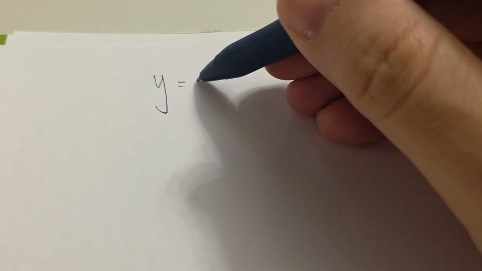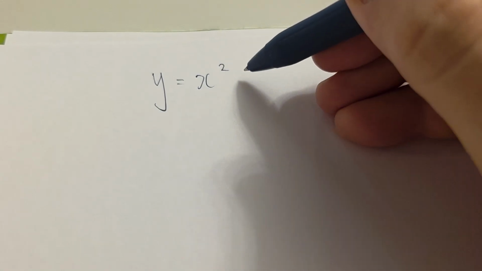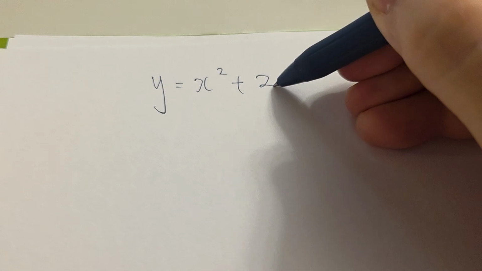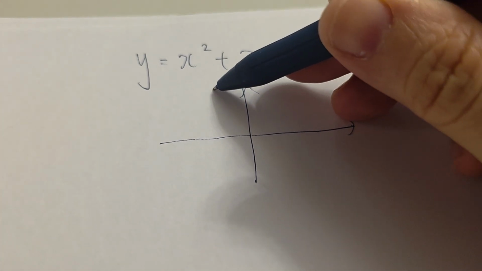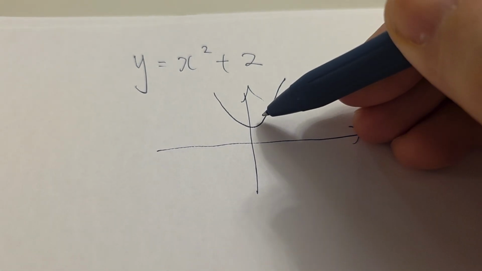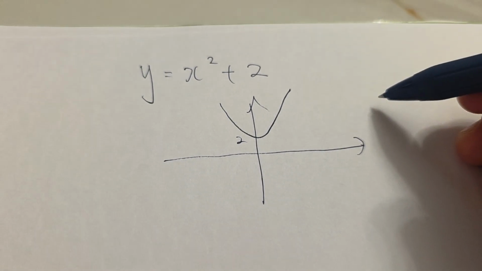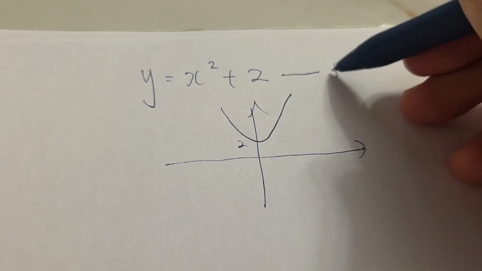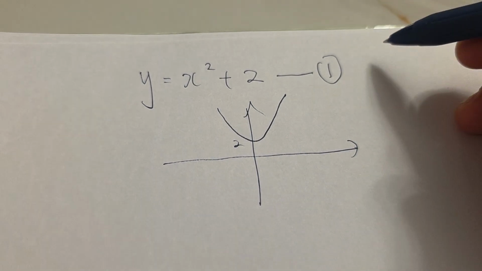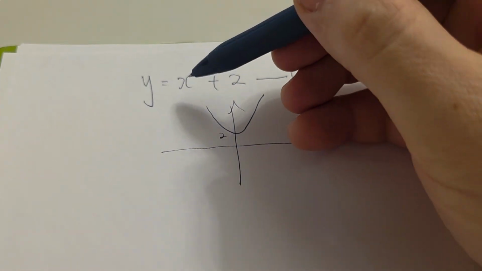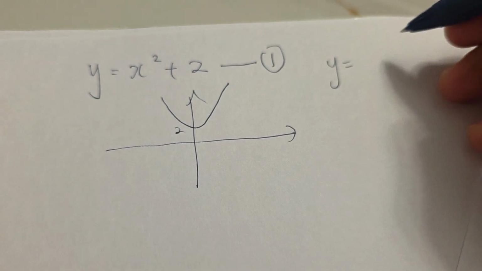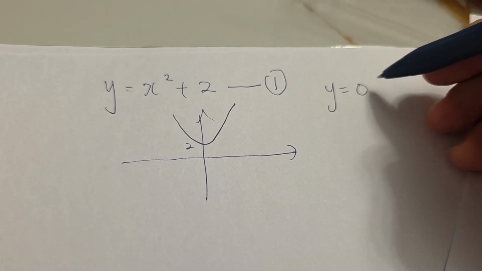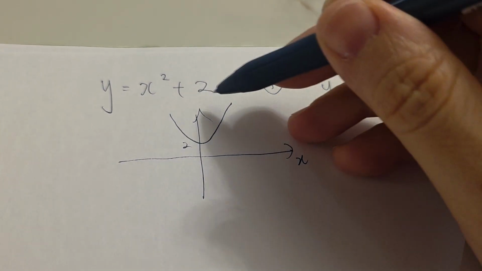So let's say you have a curve such as this, y equals x squared plus 2. You know y equals x squared is a happy face, and if I add 2 here, you would know from your E-maths that this is just a happy face cutting the y-intercept at 2. So this is your curve. Let's call this equation 1. Now if I have a line, for the sake of simplicity, I will have this line y equals 0, which is the x-axis.